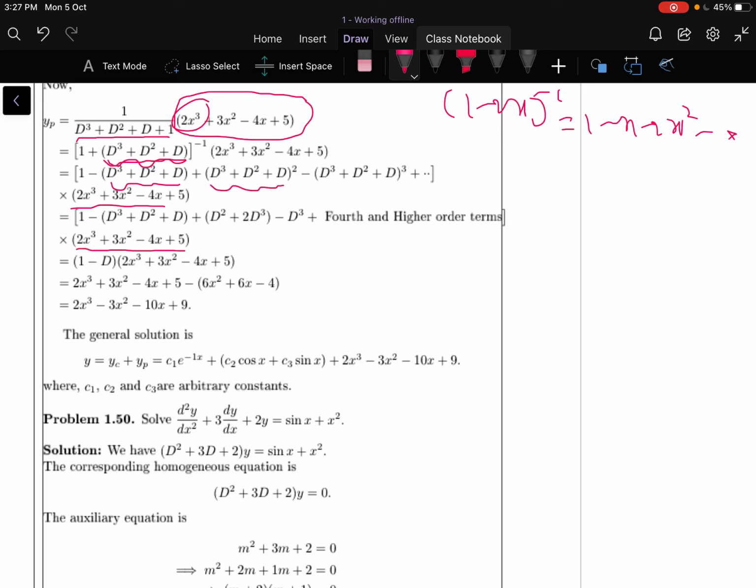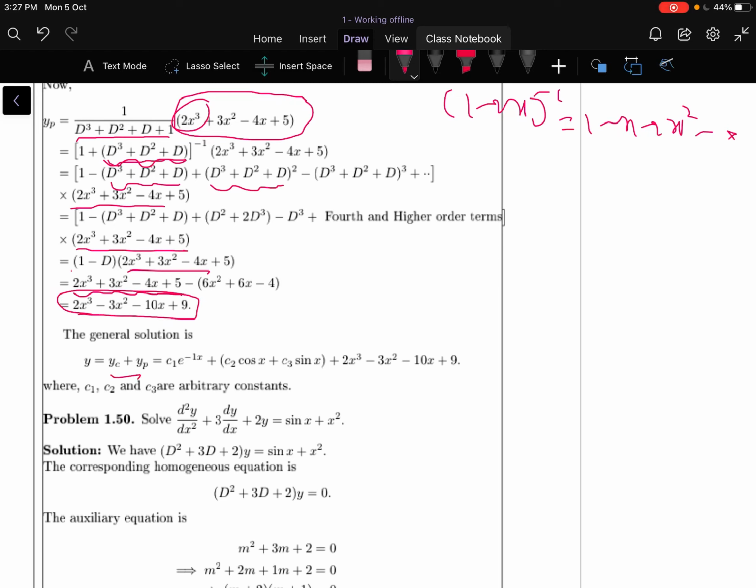Then take this term inside the bracket, 1 into this. After simplification we will have 1 minus d into 2x cube plus 3x square minus 4x plus 5: 1 into this 2x cube plus 3x square minus 4x plus 5, minus the differentiation of 2x cube, 6x square, the differentiation of 3x square, 6x, and the differentiation of minus 4x, minus 4. So this is the required particular integral.